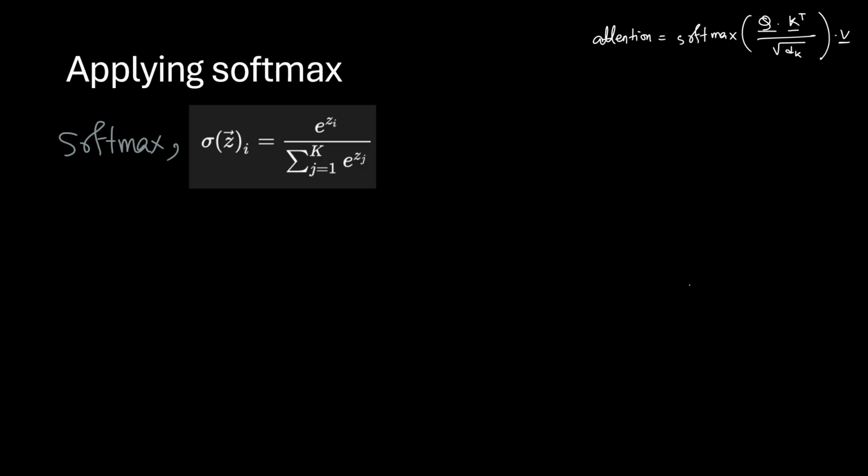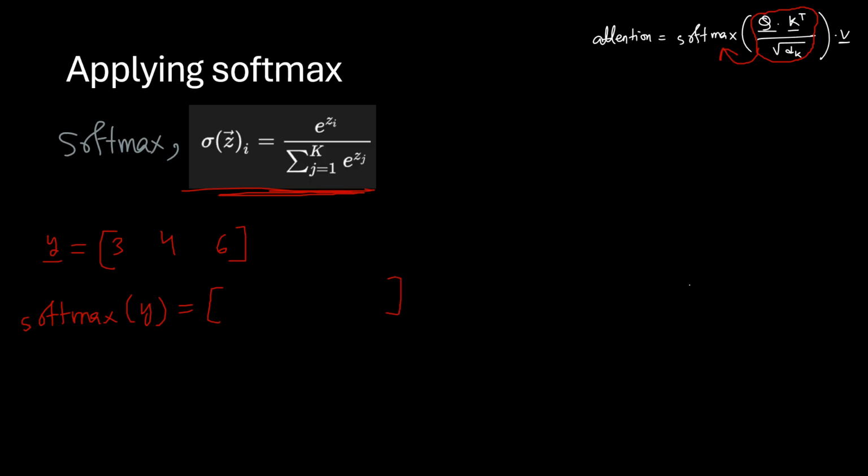So now that we have found the scaled multiplication result, the next step is applying softmax on the result. Now this is the mathematical representation of the softmax function. It may look very fancy, but softmax is a very simple function actually. Let's have a vector y as 3, 4, 6. We will find the softmax of y. Softmax of y will be another vector of the same dimension. So softmax of y will have 3 elements too.